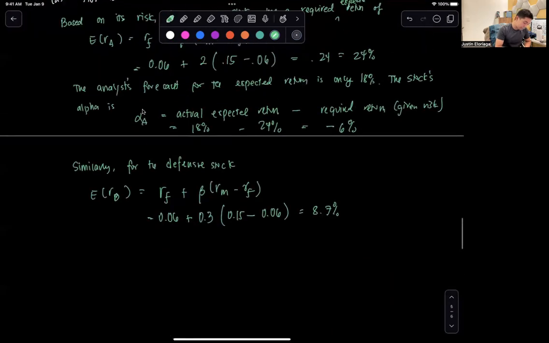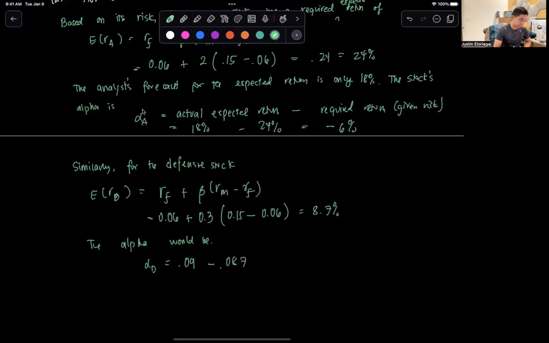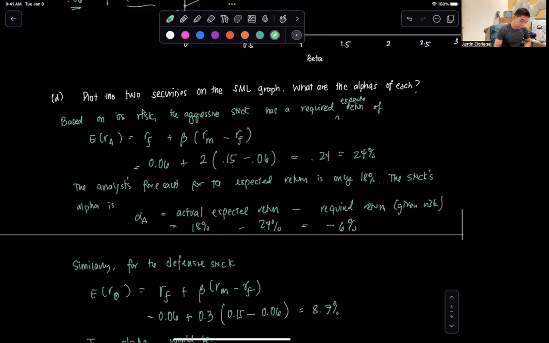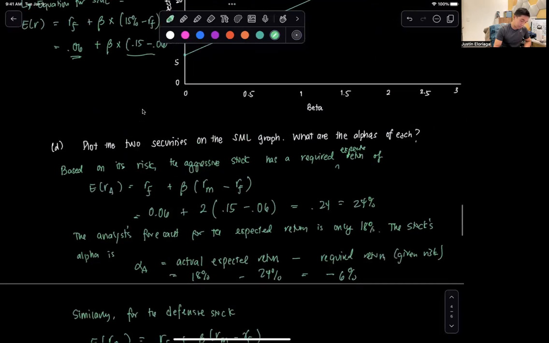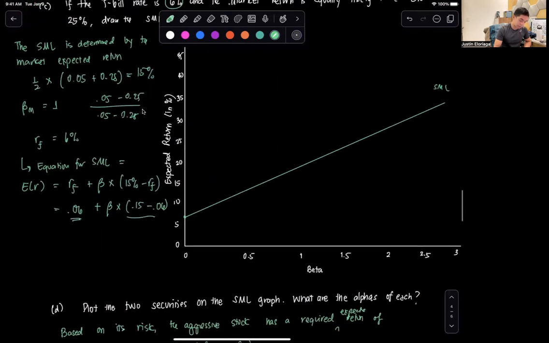So the alpha D is equal to what you found, which is 0.09, minus this 8.7%, 0.087, which means that we have a plus 0.003 or a 0.3% expected alpha. And having calculated the alphas, we can now graph the securities in the SML.